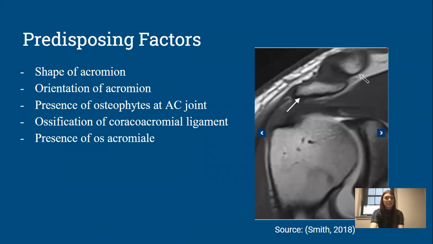I wanted to discuss some of the predisposing factors to subacromial impingement syndrome. You can see some predisposing factors listed here, beginning with an abnormal shape of the acromion, an abnormal orientation of the acromion, presence of osteophytes at the AC joint, also known as the acromioclavicular joint, ossification of the coracoacromial ligament, and also presence of an os acromiale.